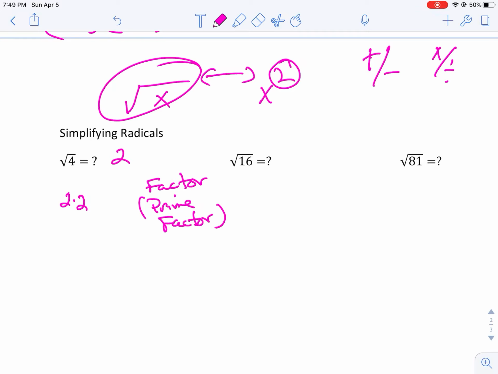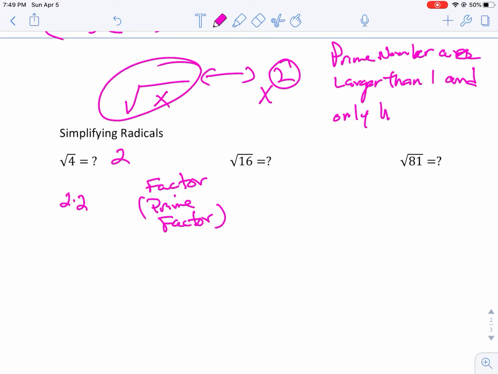And what are prime numbers? Prime numbers are larger than 1. Okay, so let's do this. Let me give myself some room up here. Prime numbers are larger than 1 and only have 1 and itself as factors.